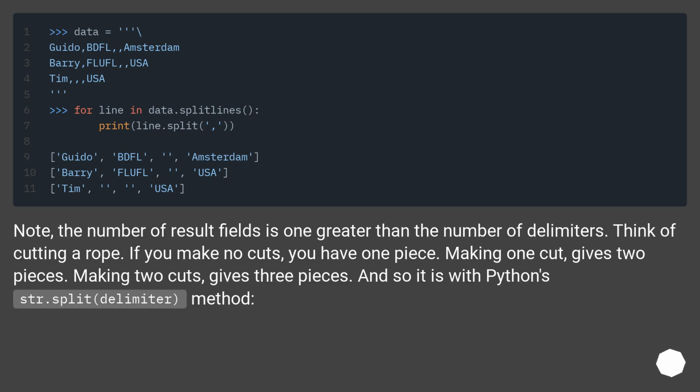Think of cutting a rope. If you make no cuts, you have one piece. Making one cut gives 2 pieces. Making 2 cuts gives 3 pieces. And so it is with Python's str.split delimiter method.